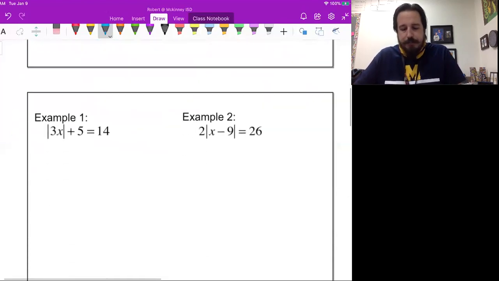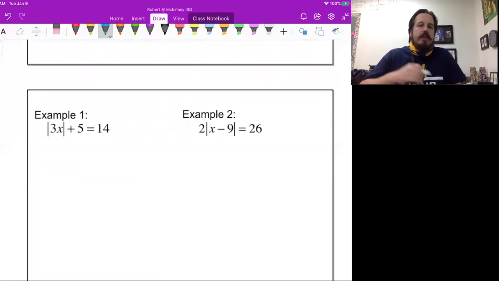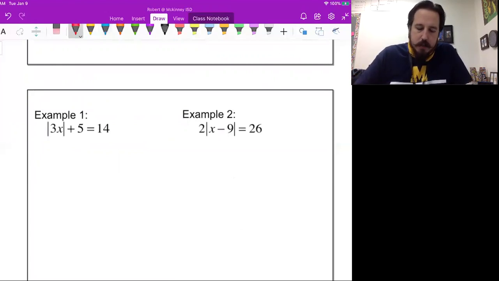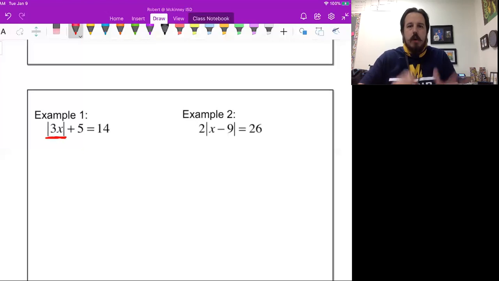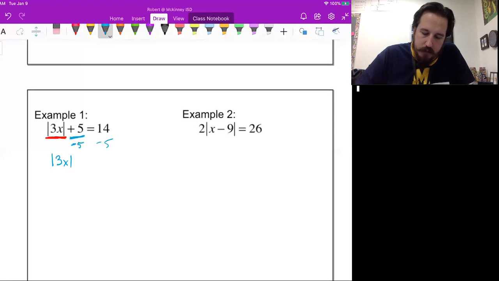So the first one we're going to look at, we have the absolute value of 3x plus 5 equals 14. So the first thing that we need to do is isolate the absolute value. Everything that is within these absolute value bars, we're treating as one unit. Nothing goes into those bars, nothing comes out of those. That is what we want to get alone. So what I have over here that doesn't need to be with it is that plus 5. So I'm going to subtract 5 from both sides to now have the absolute value of 3x equals 9.